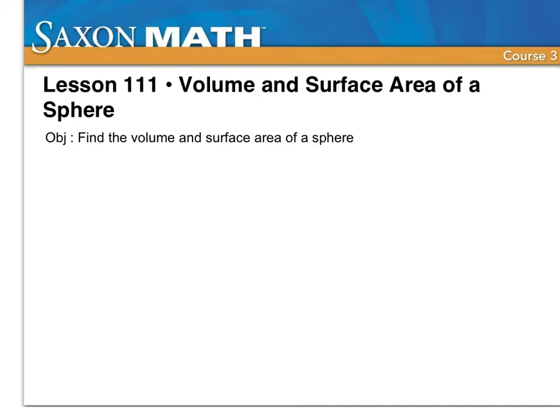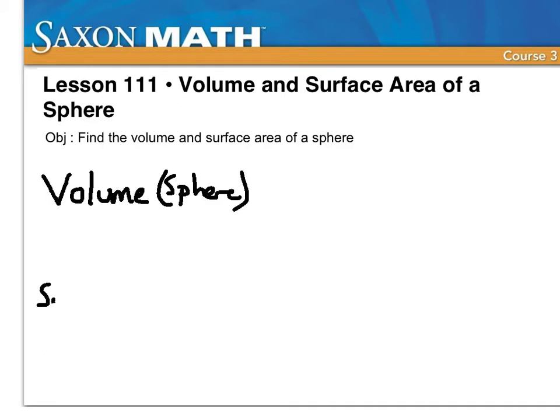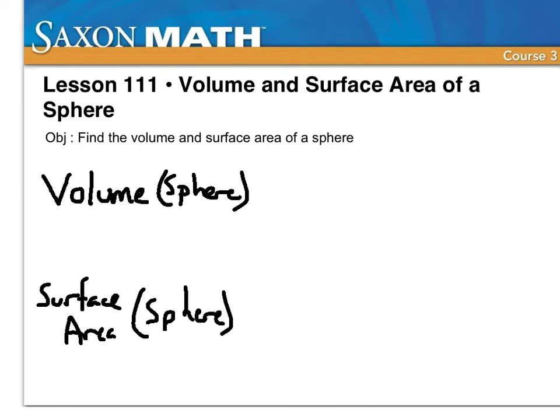Okay, welcome to lesson 111. This is the volume and surface area of a sphere. Okay, and your objective is there. First thing that we need to do is put formulas in. Okay, and we're just going to use these formulas to find the volume of a sphere and the surface area of a sphere. Okay, there are formulas for each one of these things.